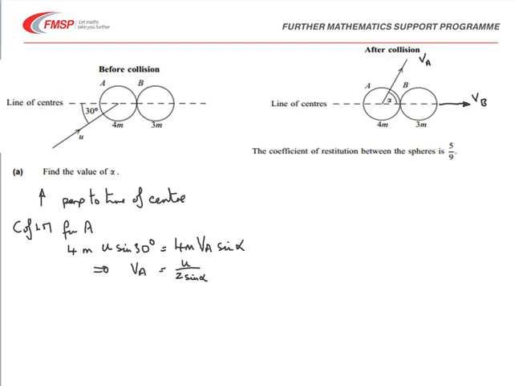If we look at conservation of momentum along the line of centres, then we've got the other component of u, so 4mu cosine 30 degrees. But then we've got the momentum for A and B in that direction, so 4m VA cosine alpha, and then plus 3m and simply VB because it's moving in that direction. So that's the conservation of momentum along the line of centres.